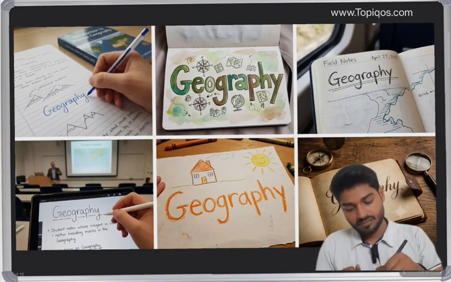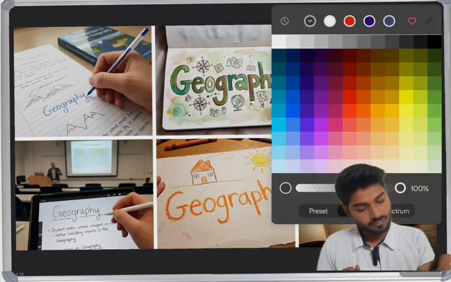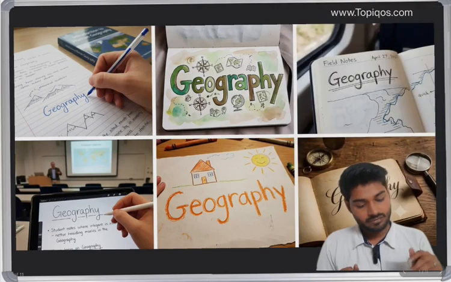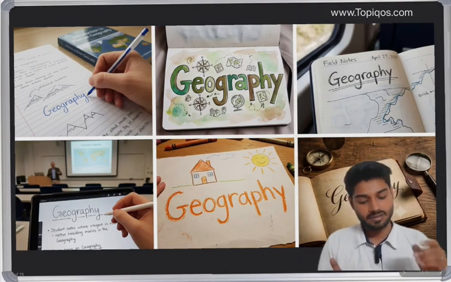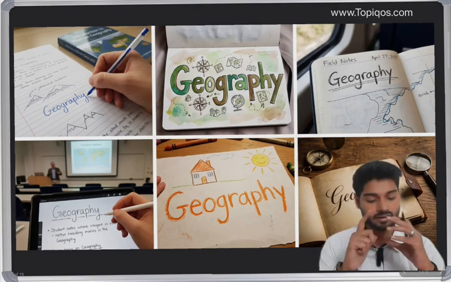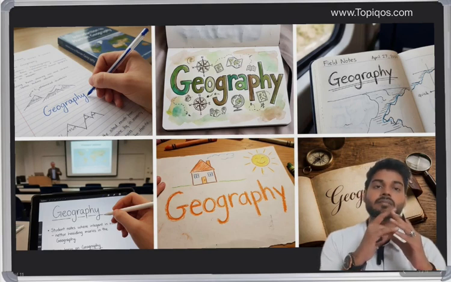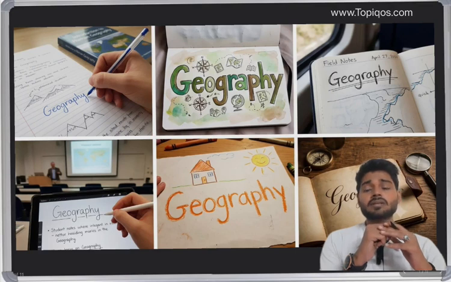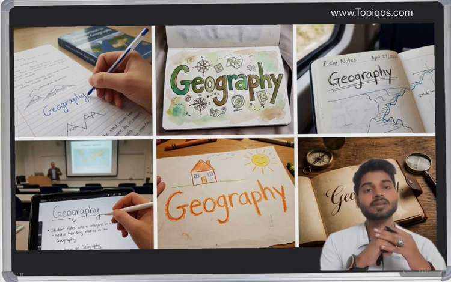When we think about geography, what comes to mind? We have to study rivers, mountains, passes. In world geography, we have to study geographical phenomena, earthquakes, volcanoes. So we have to study several of these factors in geography.